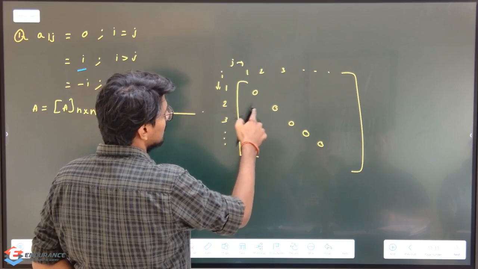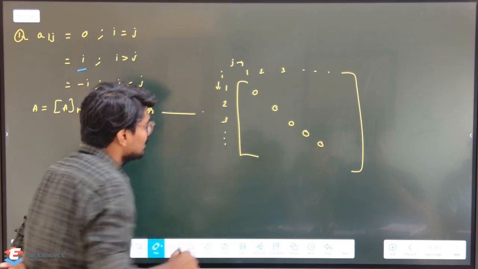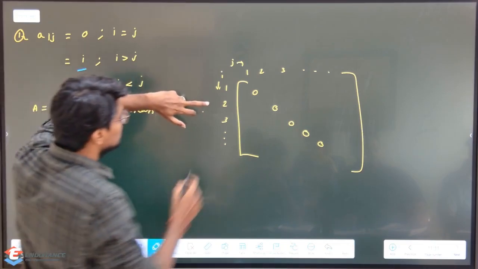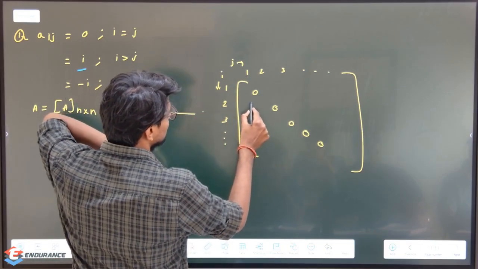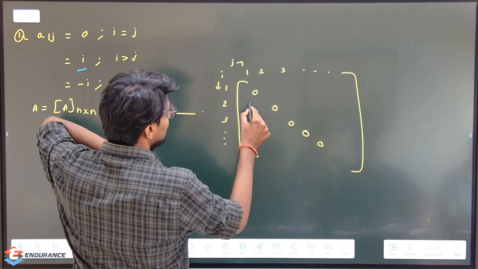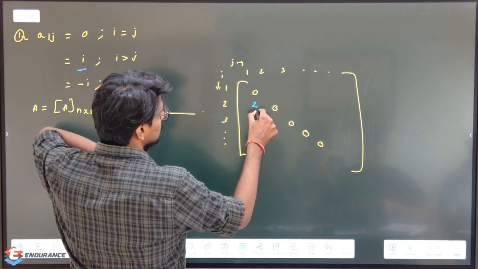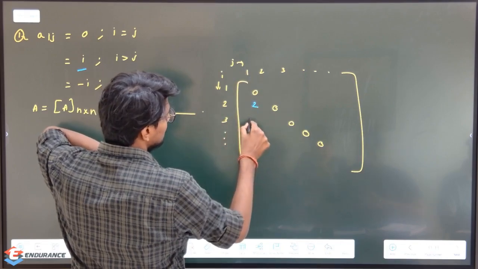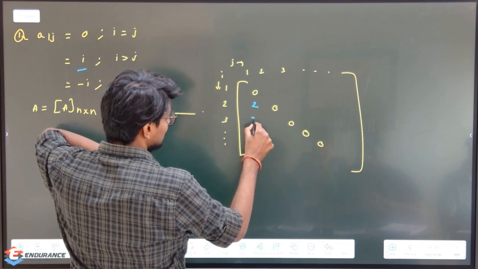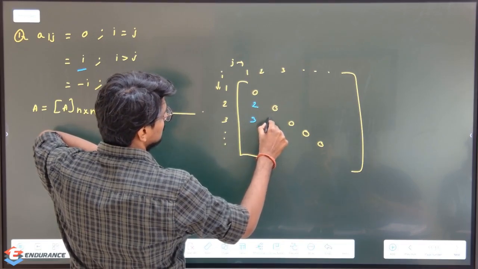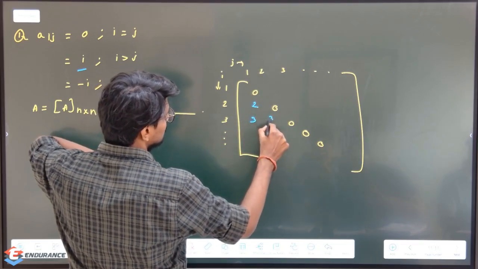So here what should be my value? When i is greater than j, Aij is equal to i. So when 2 is greater than 1, my value should be 2. So i is 2. When i is greater than j, the value should be? 3 is greater than 2, it has to be 3.